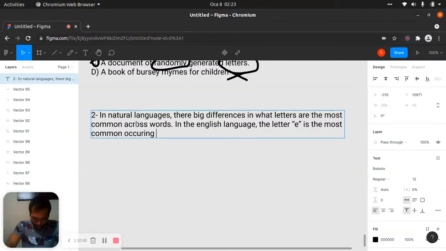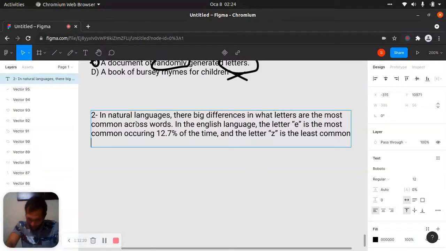occurring 12.7 percent of the time. And the letter Z is the least common, occurring only 0.05% of the time. Yes, there's some analytics, so there's some counting. I don't know which person counted.